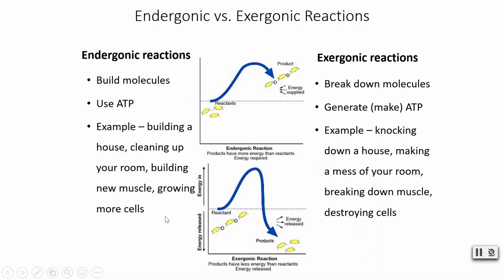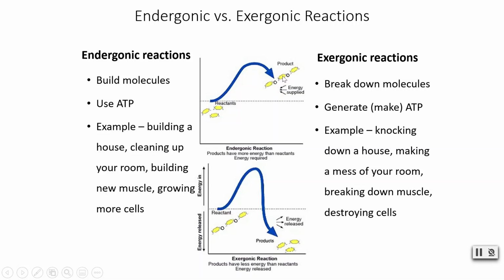Endergonic and exergonic reactions. So we've got our picture up top for endergonic reactions. Notice that our reactants are still on the left, our products are still on the right. What does this big hump represent? This represents how much energy you have to put into this reaction to make it happen. So endergonic reactions happen when you build molecules. Notice that we have individual little pieces for reactants. We're going to use ATP to build a larger product.